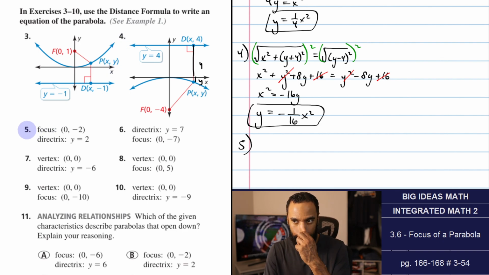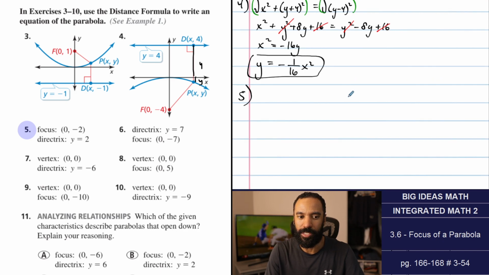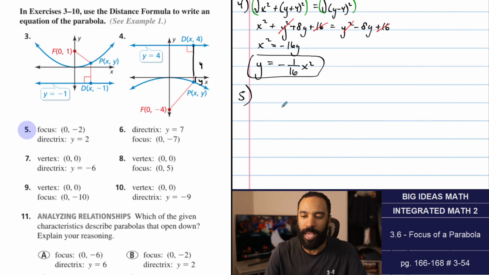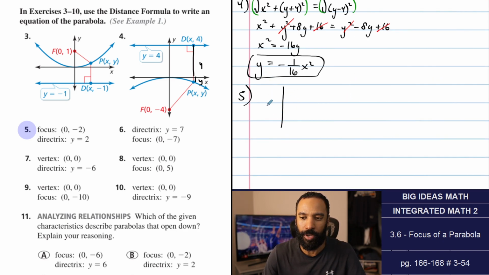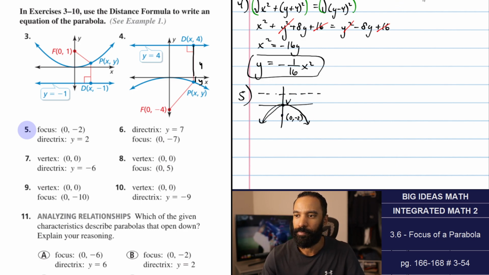Number 5, the focus is at 0, -2. The directrix is at y equals 2. It helps to draw out this graph. It's going to be a very quick one because you do need to know which direction these things go as well. Focus is here at 0, -2. That's your focus. Directrix is y equals 2 right there. It looks like the vertex is still right in the middle, and this graph will go upside down, which is a nice way to look at that.